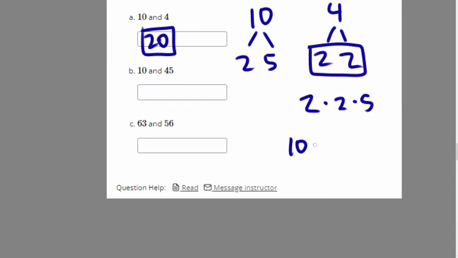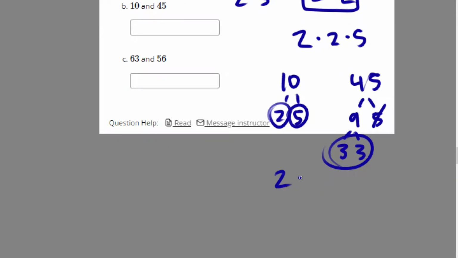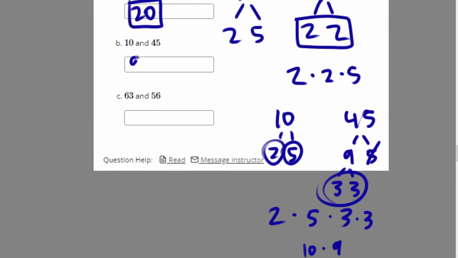So then we have 10 and 45, which is, again, 2 and 5. This is going to be 9 and 5, which can be 3 and 3 and 5, and that's our prime factor. So we have a 5 in both, so we'll keep one of those. We don't have a 2 in either, so we'll keep a 2, and we have 2 3's. So it'll be 2 times 5 times 3 times 3, which is going to give you 10 times 9, which is 90. So 90 is our common multiple.